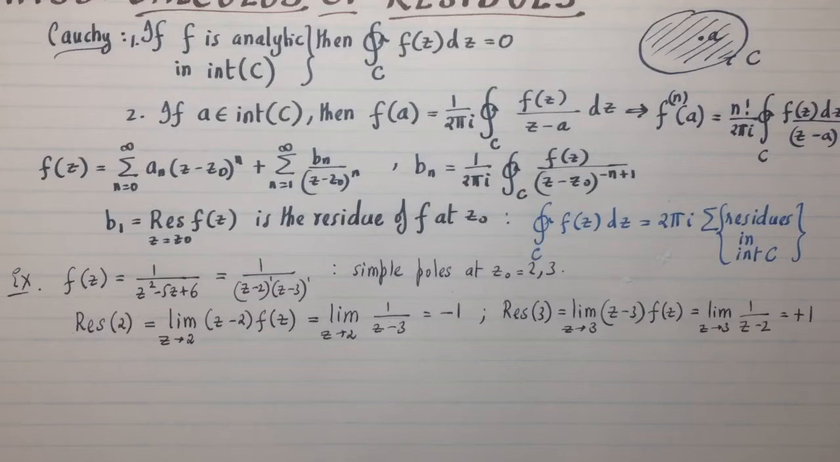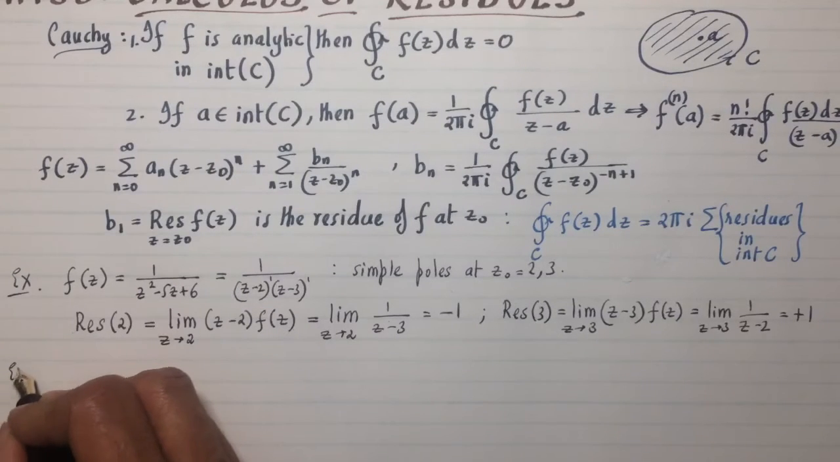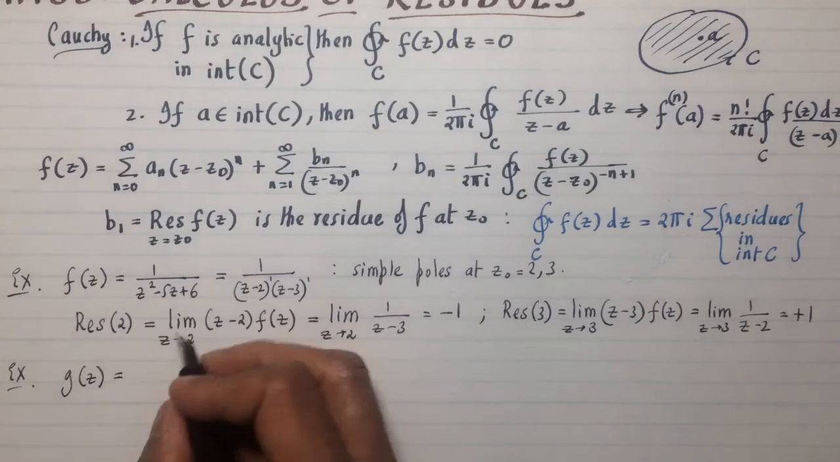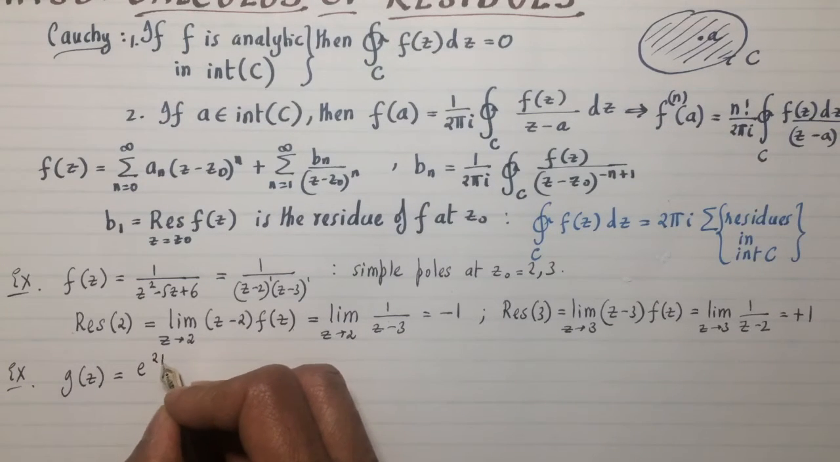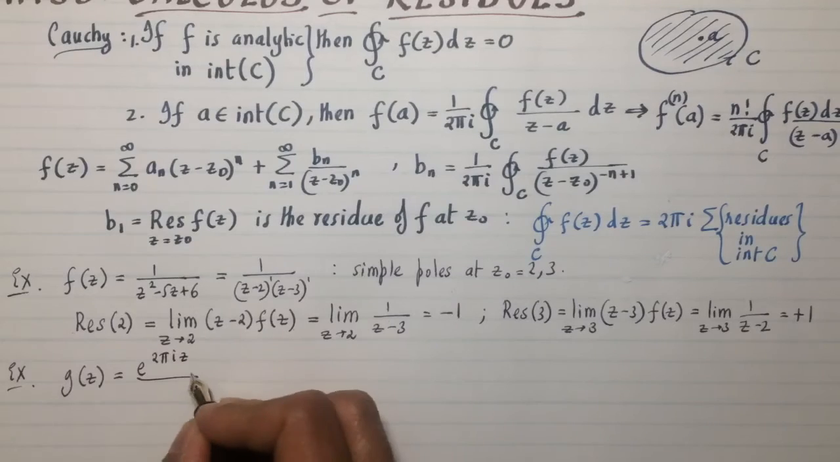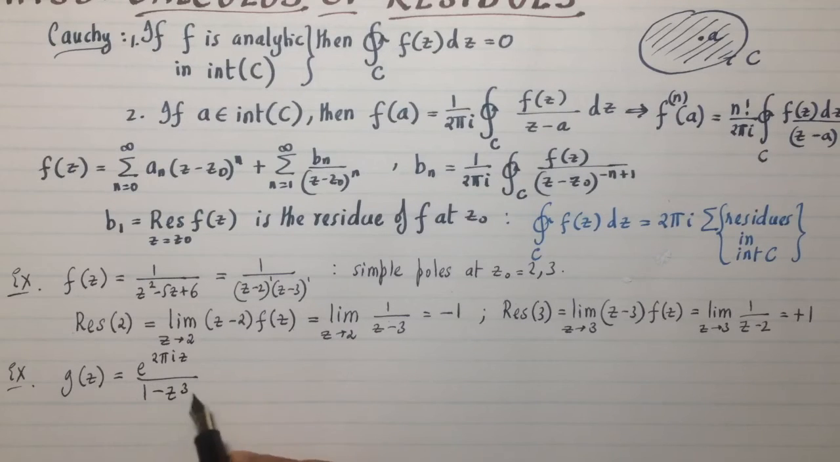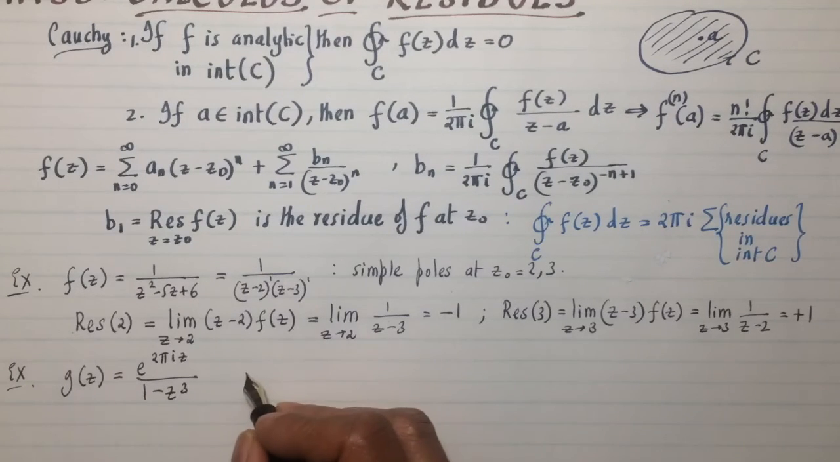Now, let's take another example. What if you had a function that's slightly more complicated? Suppose I have g of z equals e to the 2 pi i z divided by 1 minus z cubed. So here you notice that there are simple poles whenever you have z cubed equal to 1.